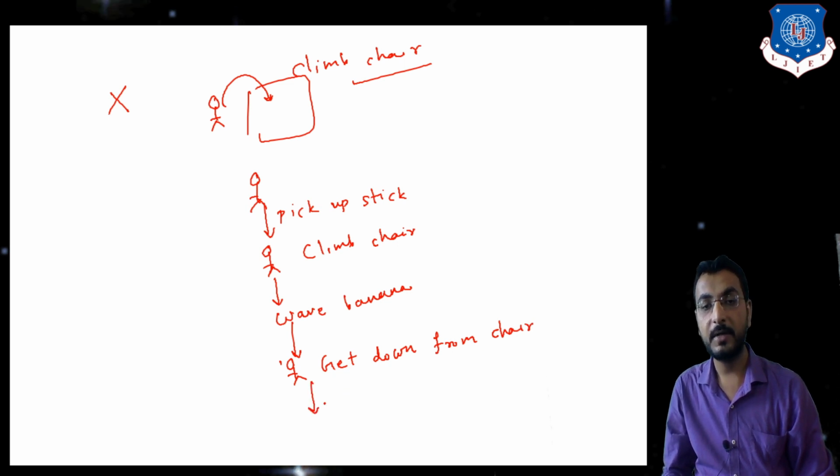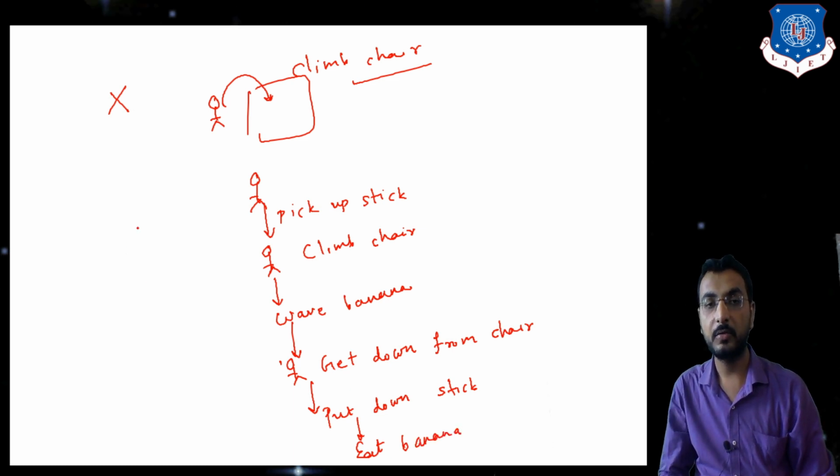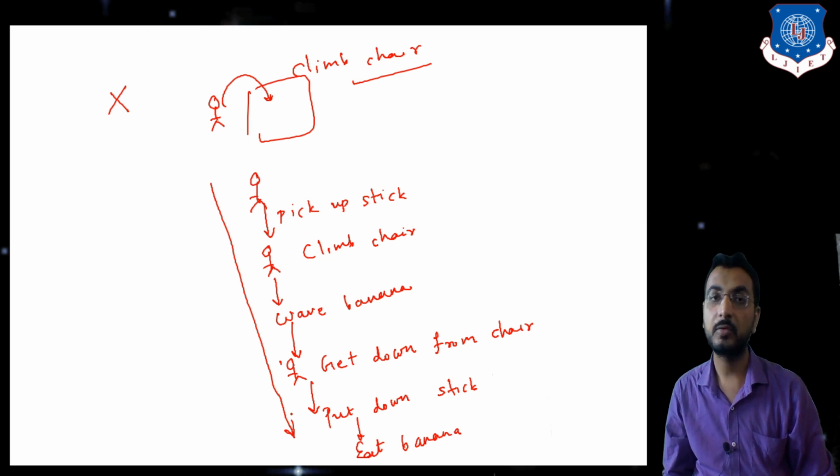After that what will it do? It will put down the stick. And after putting down the stick, finally it will be able to eat the banana. So finally he will start eating the banana. So this sequence must be followed by the machine if it wants to solve the problem. So these are the additional problems that we have studied.